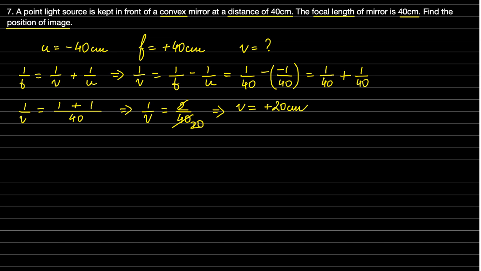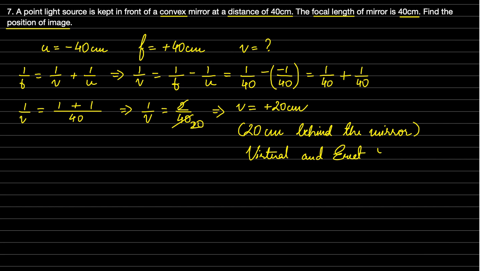So we can write regarding position, 20 centimeter behind the mirror. So this is the position, since we have got V to be positive, and we can definitely tell it is a virtual and erect image. So this is not required, actually the question did not ask to write about nature. So this was an easy question, I would say.